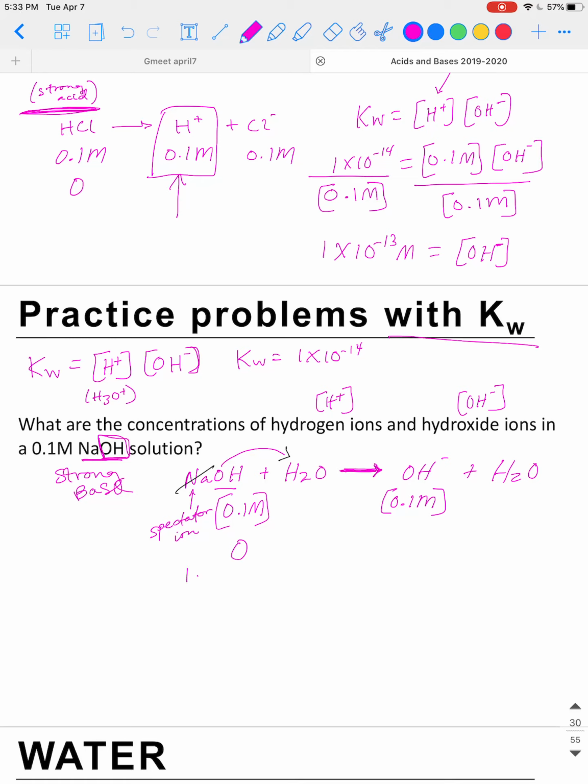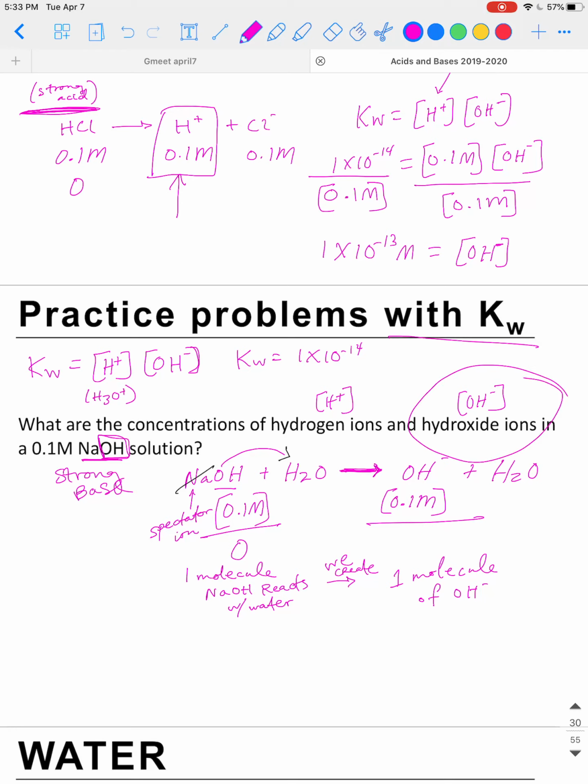But the point I'm trying to make is every time one molecule of NaOH reacts with water, we create one molecule of OH minus. So therefore, if 0.1 molar reacts with water, we're going to create 0.1 molar OH minus. That's how I got our concentration of OH minus. So we actually just answered this part. What's the concentration of hydroxide ions?